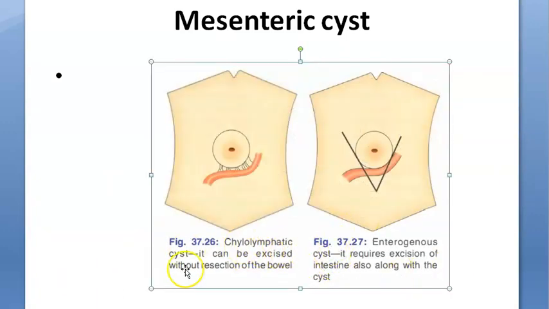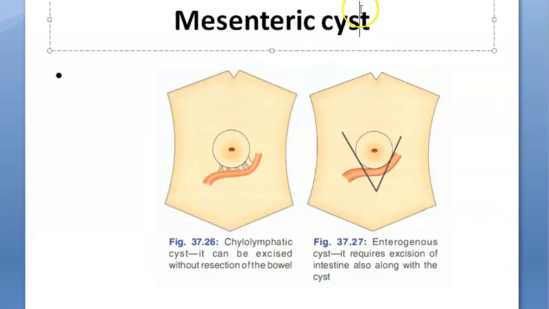Okay, now for the mesenteric cyst, they are trying to treat it, it looks like. Look at this. A chylolymphatic cyst can be excised without resection of the bowel, yes, because it is not sharing blood supply, right? However, the enterogenous cyst requires excision of the intestine along with the cyst. Okay, this is enterogenous. So, there is this part of the bowel they are removing.